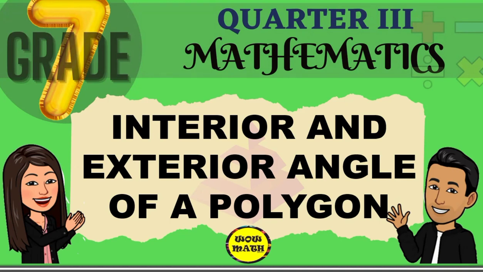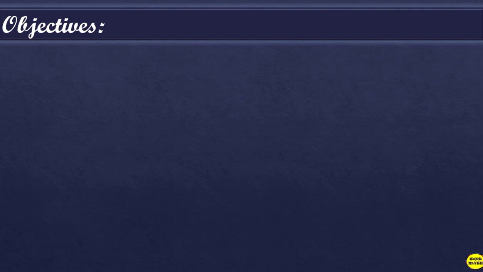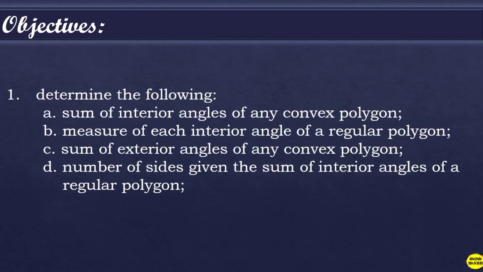Kawaumat, in this video, we will discuss the interior and exterior angle of a polygon. In this video, we will determine the following: A, the sum of interior angles of any convex polygon, the measure of each interior angle of a regular polygon, the sum of exterior angles of any convex polygon, and the number of sides given the sum of interior angles of a regular polygon.